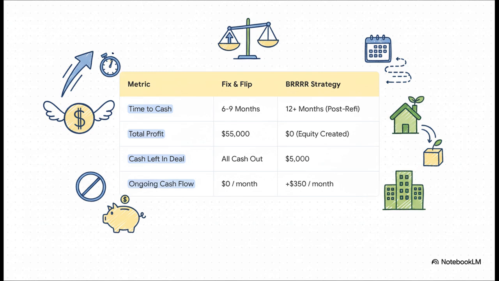That's buy, rehab, rent, refinance, repeat. It shows zero immediate profit. Why? Because all that value you created is now equity in the house. You might leave a little bit of cash in the deal, but now you have an asset that's paying you $350 every single month. See? One property, 2 completely different financial outcomes.